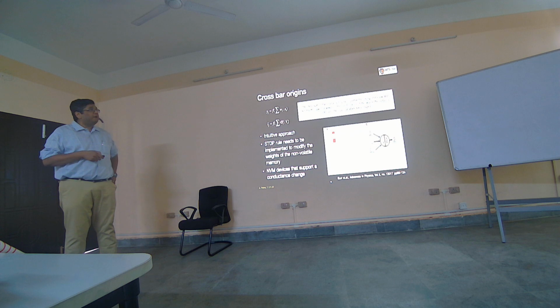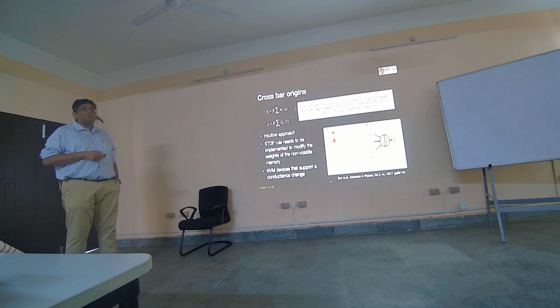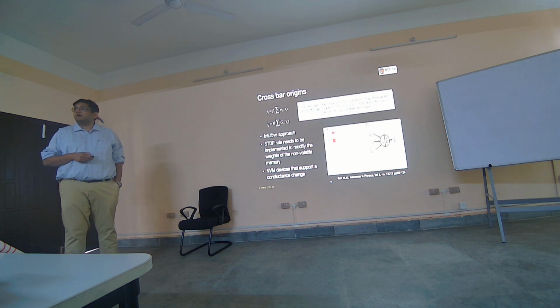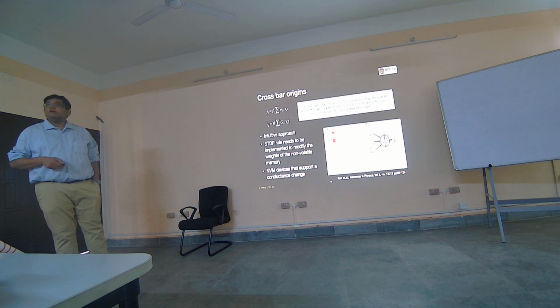So I can implement a summation. This is known as multiply and accumulate. You multiply these products, W1 X1 plus W2 X2, and that can be implemented as G1 V1 plus G2 V2, etc. So you're converting this problem of multiply and accumulate into implementing Kirchhoff's law in a resistive network. And that's essentially the origin of the crossbar.